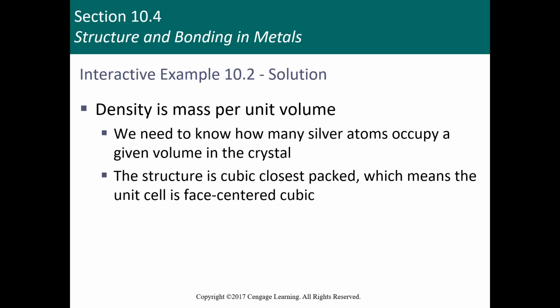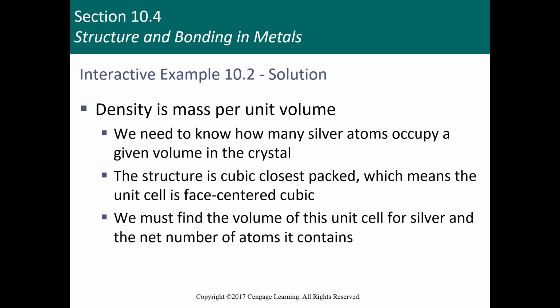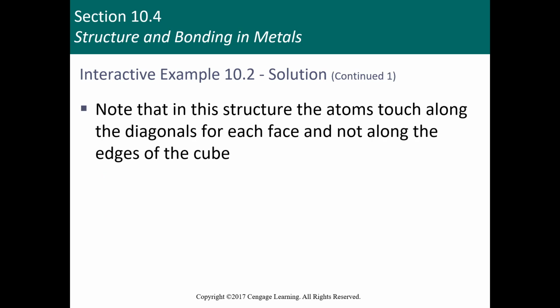And so the structure is cubic closest packed. That means the unit cell is going to be face-centered cubic. And so that's going to be your easiest way to deal with the volume, is to just take a cube that's going to be a face-centered cubic, figure out how big that is, figure out how many atoms of silver there are in there. Well, that number of atoms of silver is going to tell you its mass. So we must find the volume of this unit cell for silver and the net number of atoms it contains.